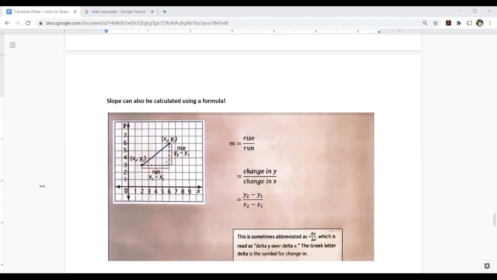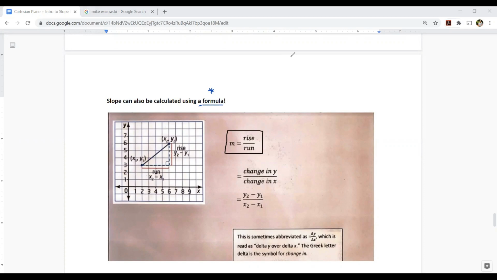Okay, so I promise we are almost done. This is the very, very, very last thing that we're going to do. By now we know that we can calculate slope using rise over run. Time and time again, I said rise over run, rise over run. Well, we can also calculate slope using a formula.